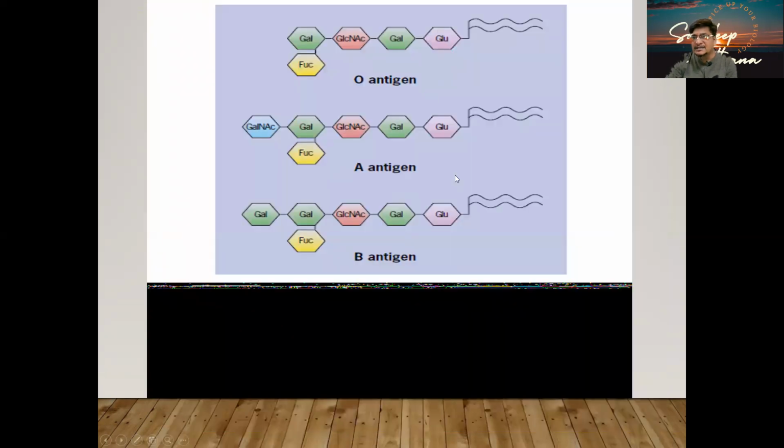And these are the antigens which we see on the RBC surface. One is the O. O, we know, is the recessive character. They have the fucose, galactose, N-acetyl glucosamine, galactose, and glucose. This is the basic structure. And if you see, this galactose is going to be added with the N-acetyl galactosamine. So we require a specific enzyme that is going to make the A antigen.